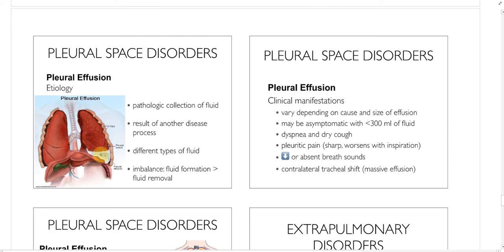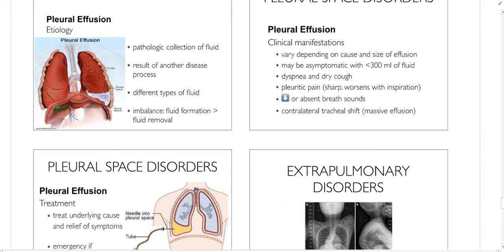Now, this is different than pulmonary edema. Pulmonary edema is inside the lungs, whereas this fluid occurs outside the lungs. So don't get yourself mixed up on pulmonary edema versus a pleural effusion. And then if it's a really big, massive effusion, then we may actually have full filling of the lung, like a pneumothorax, but with fluid instead, compressing the lung entirely and pushing it to the side, causing a tracheal shift.